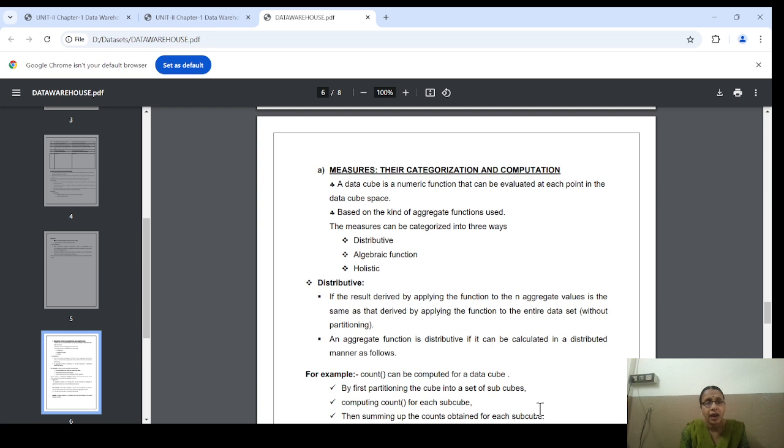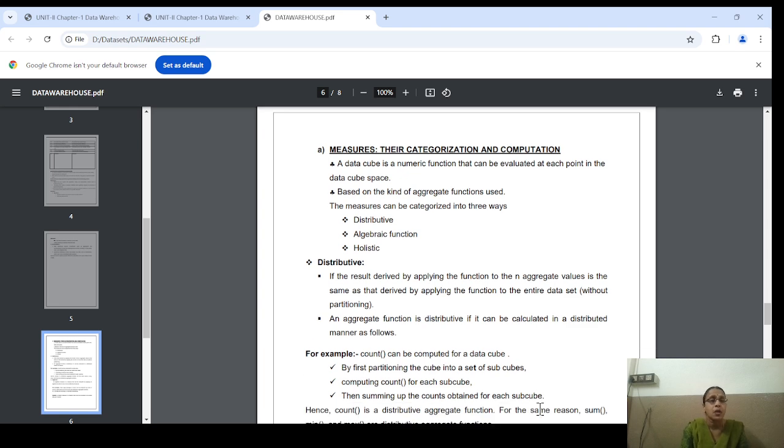Measures, their categories and computation. A measure is a numeric function that can be evaluated at each point in the data cube space. Based on the kind of aggregate function used, the measures can be divided into three categories: distributive, algebraic, and holistic. Distributive means the result derived by applying the function to n aggregate values is the same as that derived by applying the function to the entire data set.